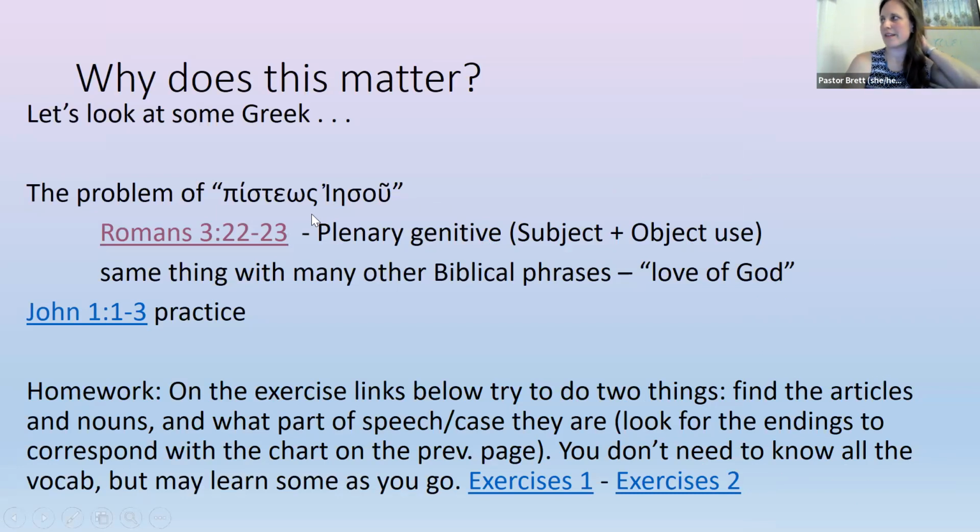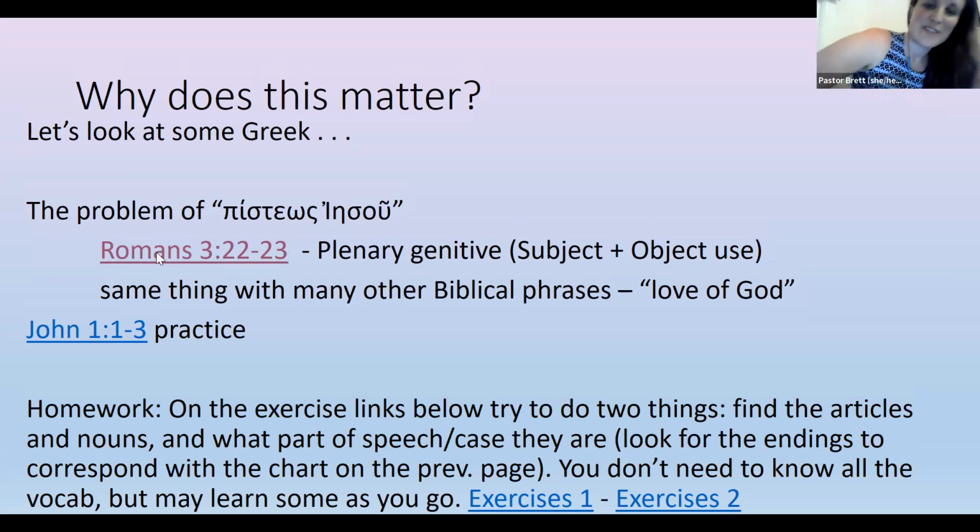Okay, faith of Jesus. This is a really important theological phrase that comes up in the Bible at several places, a couple times in the Gospels, but mainly in Paul's letters. And so in Romans 3:22-23, by the way, this is my favorite Bible verse.